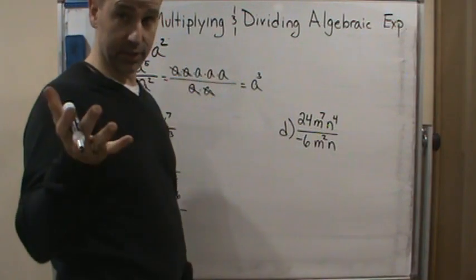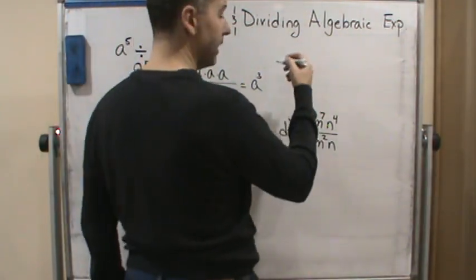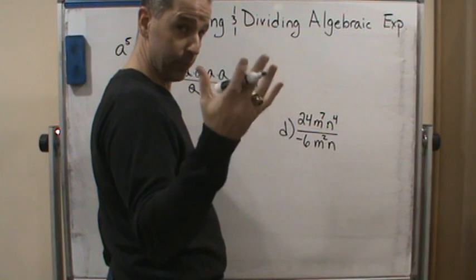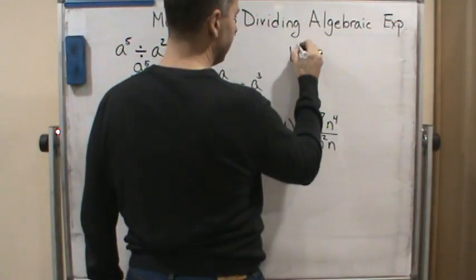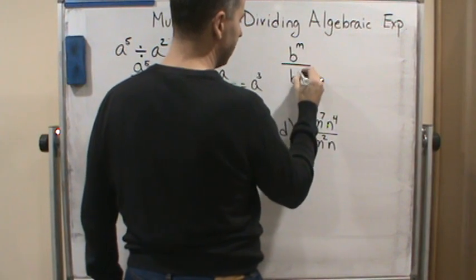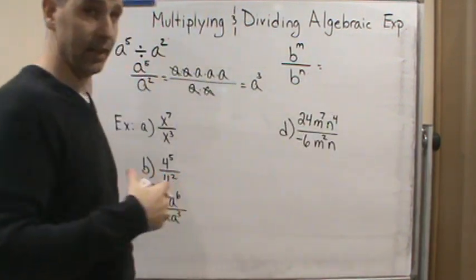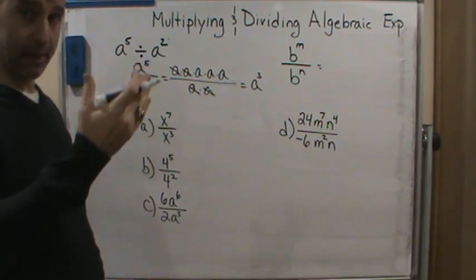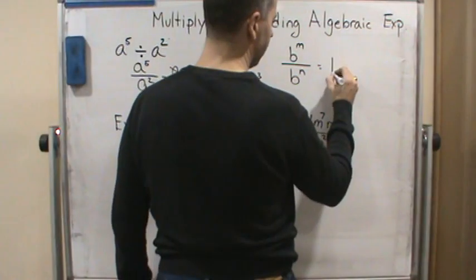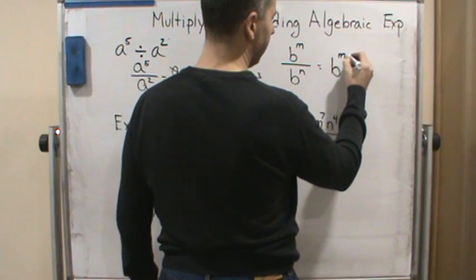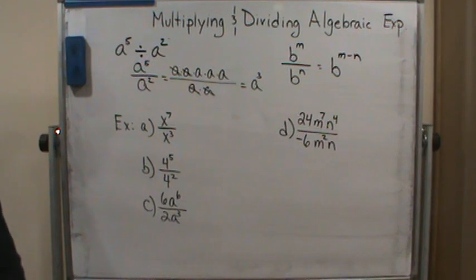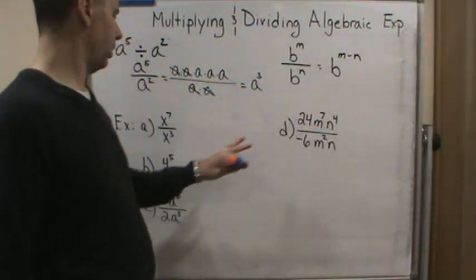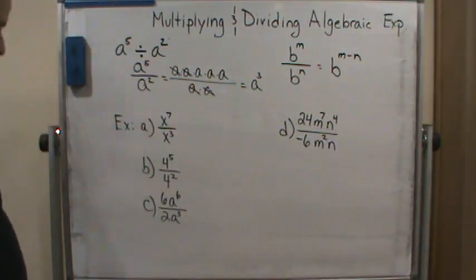which leads us to the next rule of exponents, on dividing exponents, where we divide numbers with like bases. So if we have b to the m divided by b to the n, then we subtract the exponents, top minus the bottom. So this is going to be equal to b to the m minus n. Okay? And so let's apply this rule to this example.